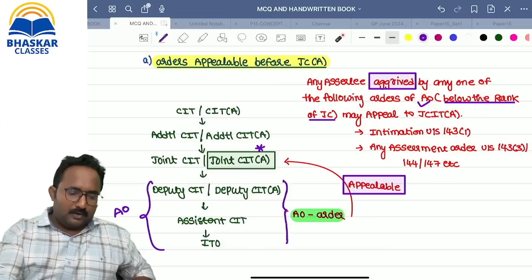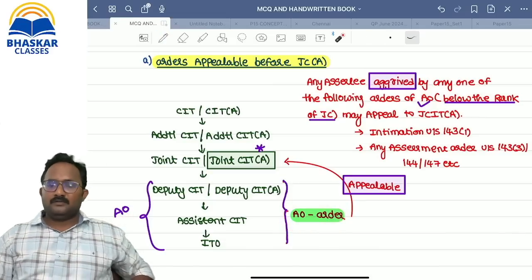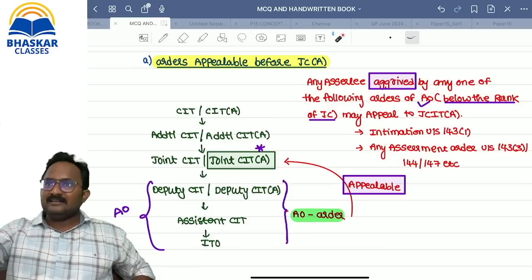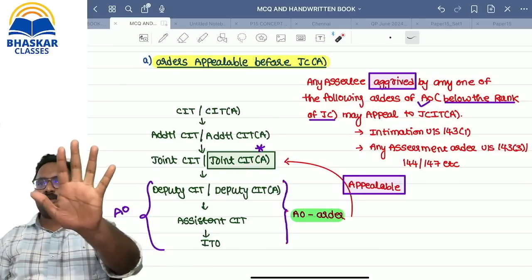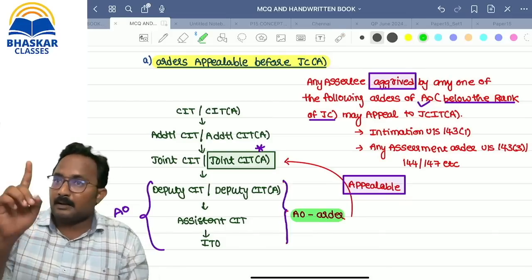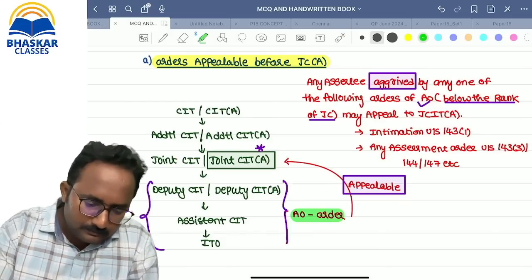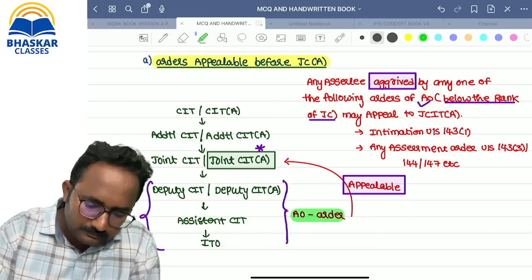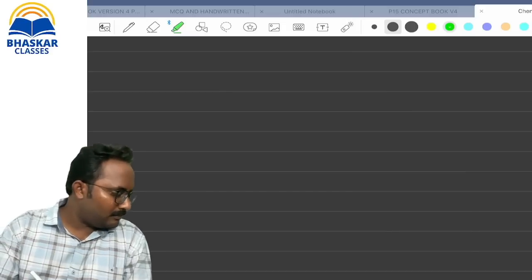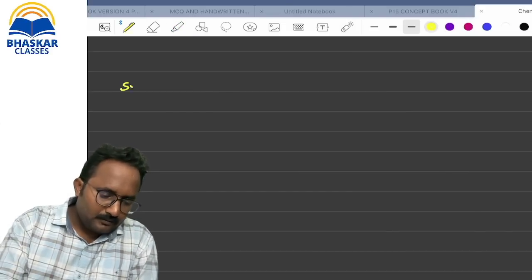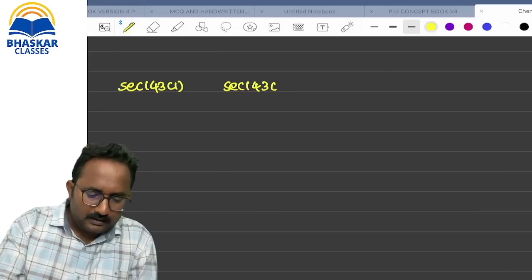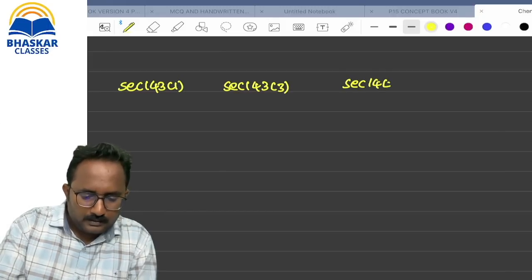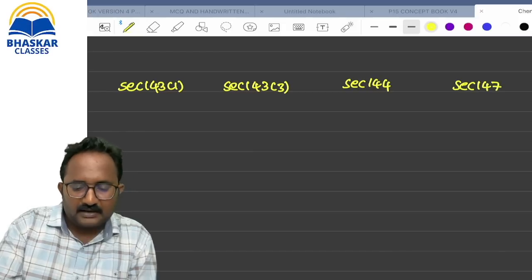If any one of these three persons acting as AO passes an order and the assessee is not satisfied, the assessee has the option to appeal before the Joint Commissioner of Income Tax. What orders can you appeal? Remember, we have Section 143(1), Section 143(3), Section 144, and Section 147, different assessments.